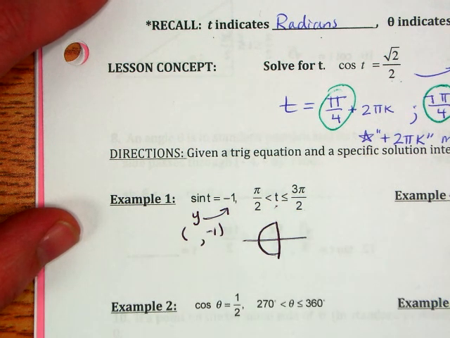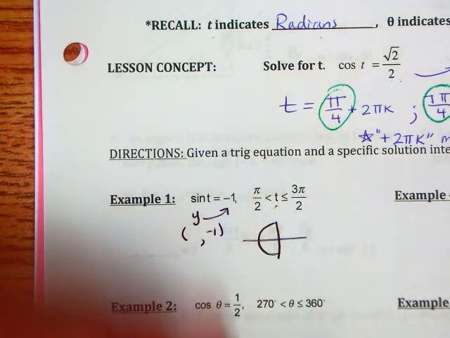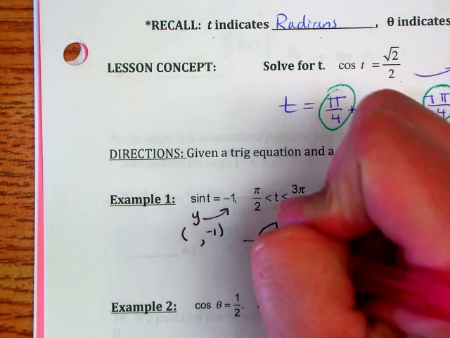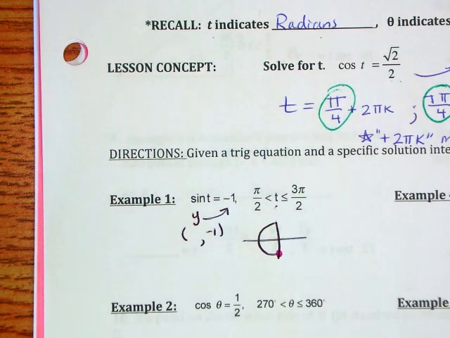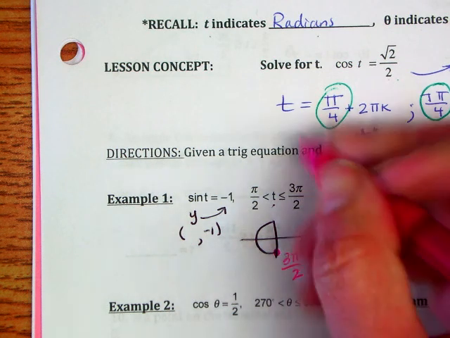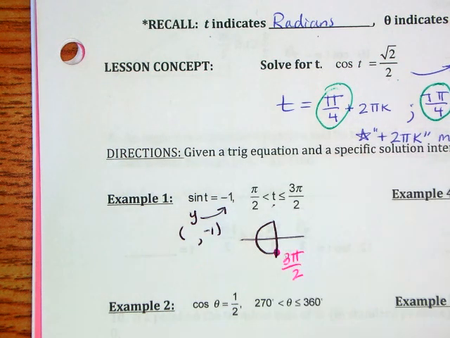So after I've memorized or thought out my unit circle, I should recognize that this location specifically is going to be right here at the pink dot. The answer to this problem then is going to be 3 pi over 2, which does fall in the acceptable interval that's given.